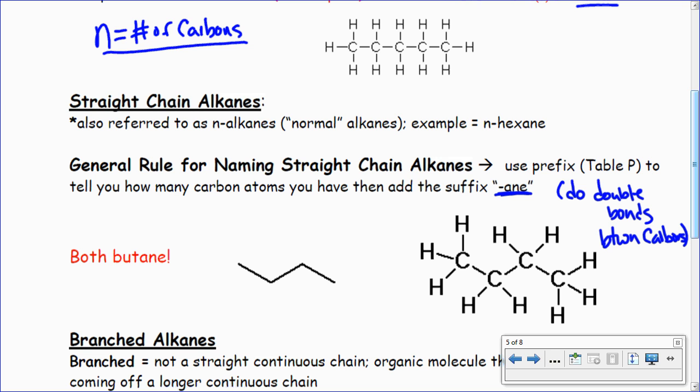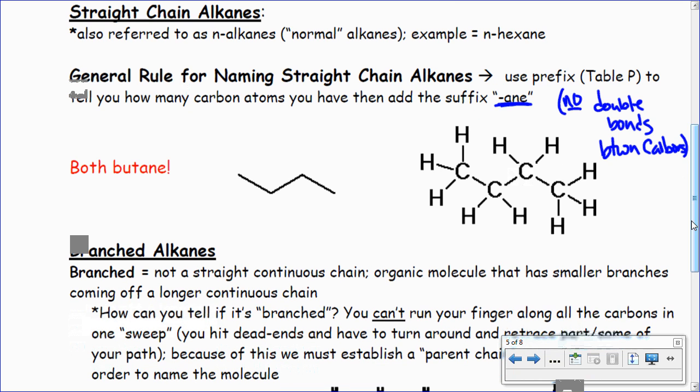That's why it's ANE. Do double bonds? No double bonds. My fault. No double bonds. Both of these pictures here are butane. We do not deal with the super condensed structural formulas. We will often deal with just this type of formula.